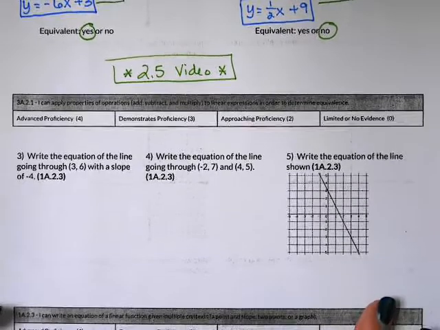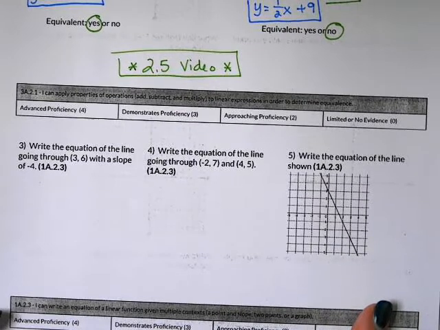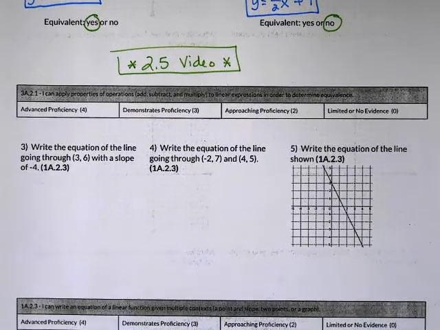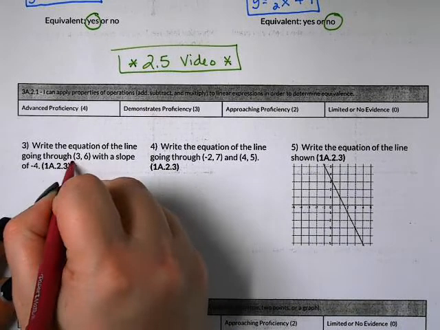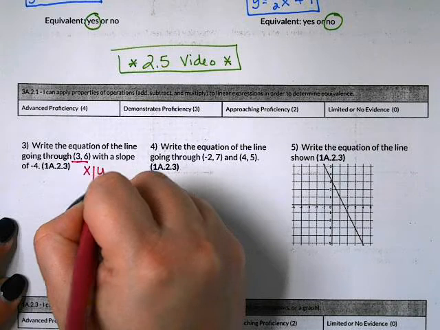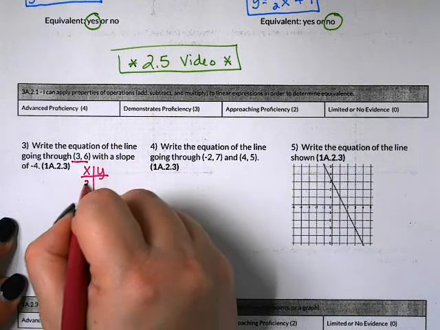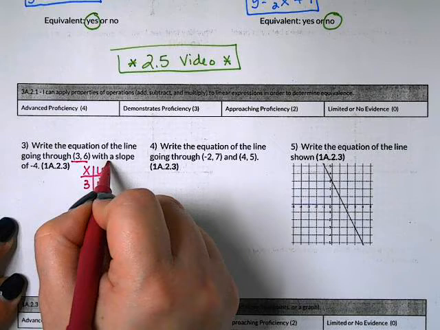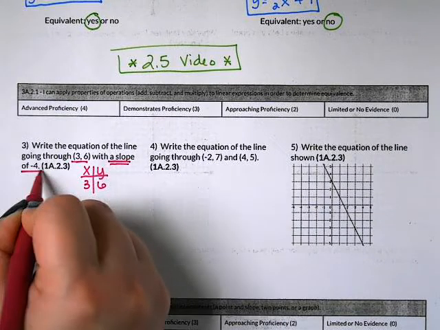Okay, let's take a look down here. So we're going to be writing equations of lines for these three questions. So in question 3, it says write the equation of the line going through the point 3, 6 with a slope of negative 4. So if it's going through this point, that means I could make myself a little mini table, going through the point 3, 6. So that's my x value, that's my y value. And it says it has a slope of -4.